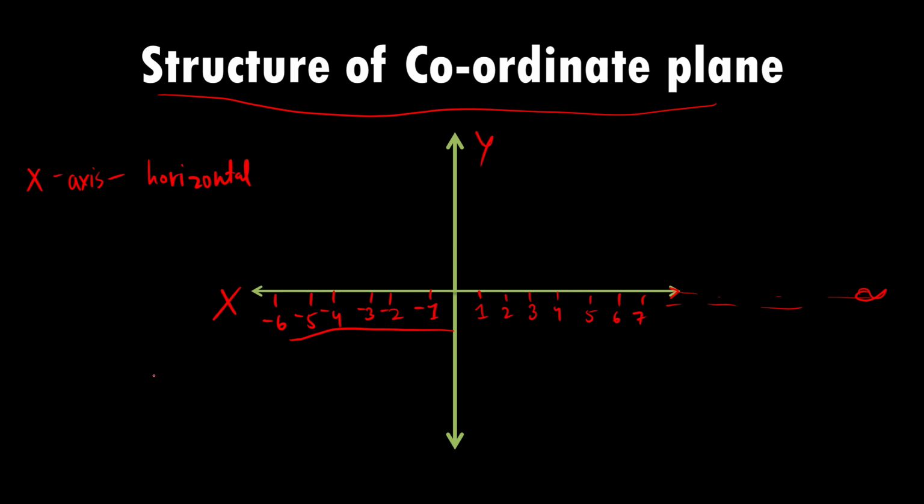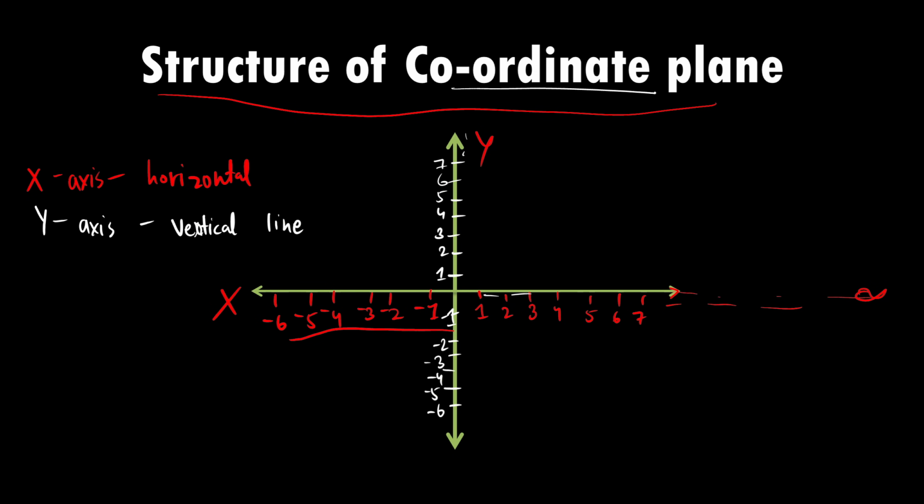And now the next is going to be the y-axis. Y-axis is along the vertical line of the graph. So it can go like this: 1, 2, 3, 4, 5, 6, 7, and so on. And same here: -1, -2, -3, -4, -5, and -6. These all should be the same length. So now we will see how to represent a point in the coordinate plane.